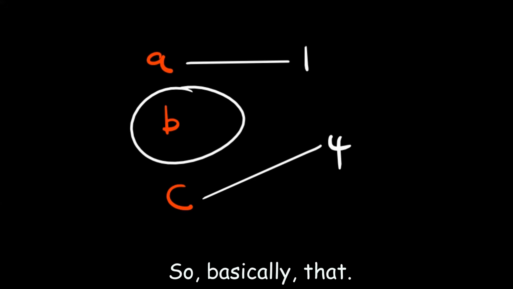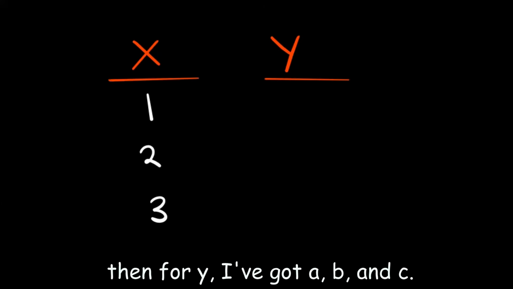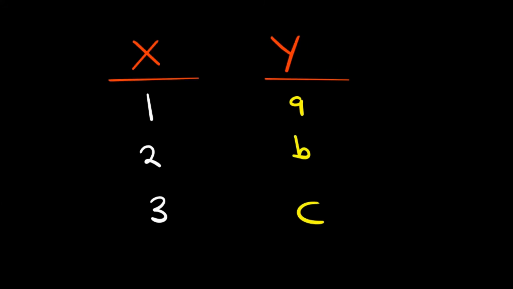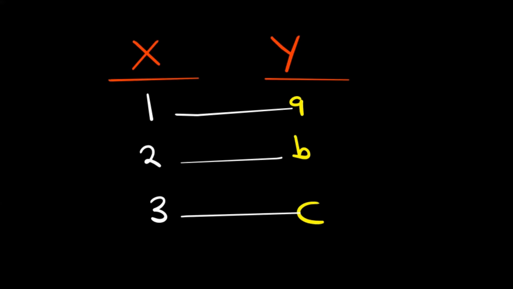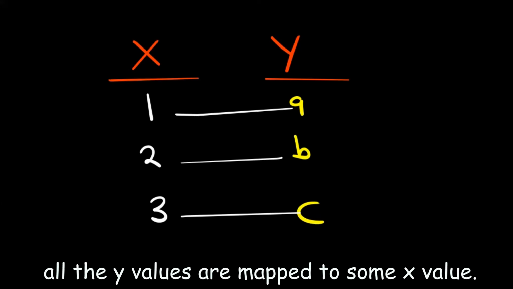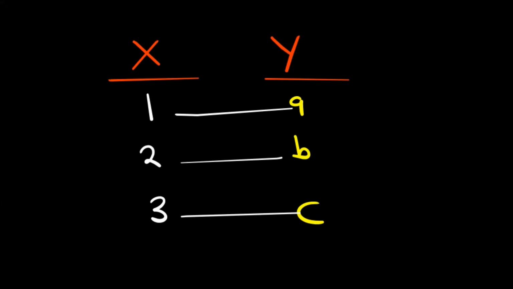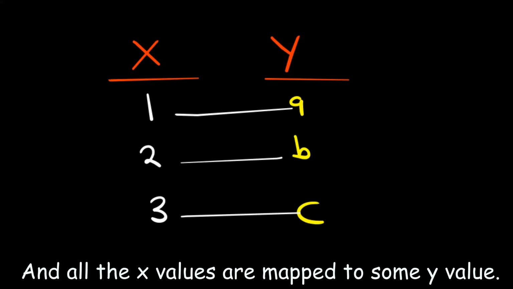Now we've said you can have the x and the y. What's the difference between these ones, if we're going to put it into context? Let's say for x I've got 1, 2, and 3, and for y I've got a, b, and c. The relationship is that 1 is mapping with a, 2 is mapping with b, and 3 is mapping with c. All the y values are mapped to some x value, and all the x values are mapped to some y value.